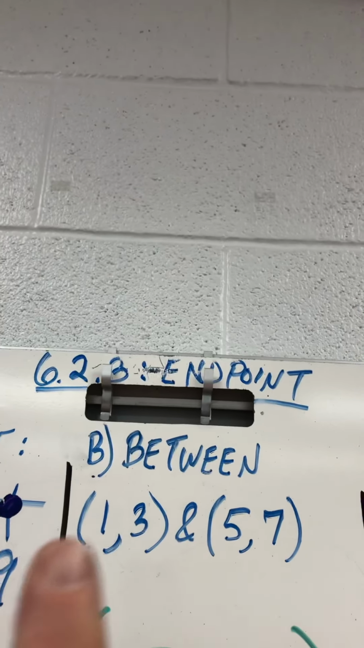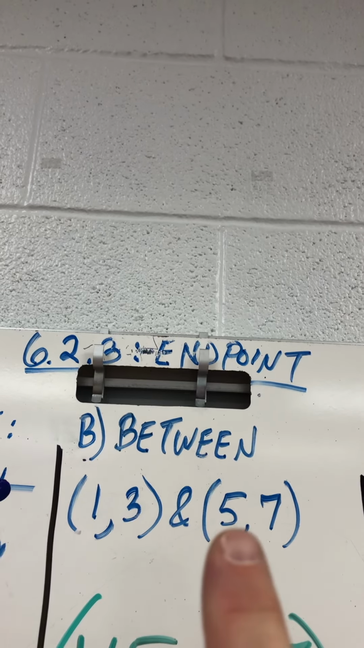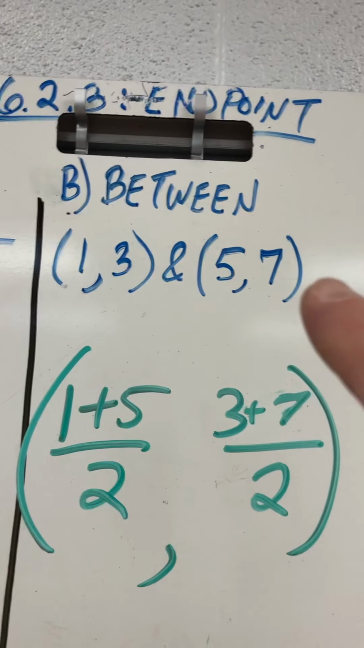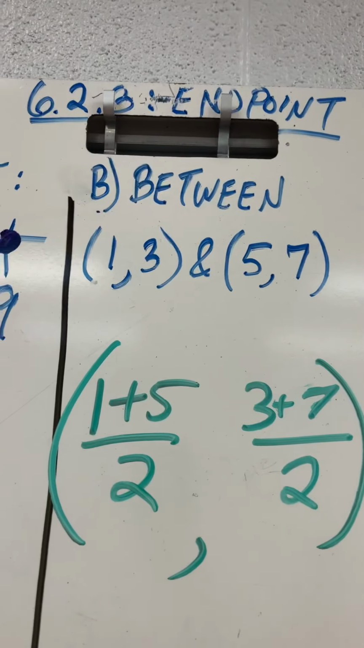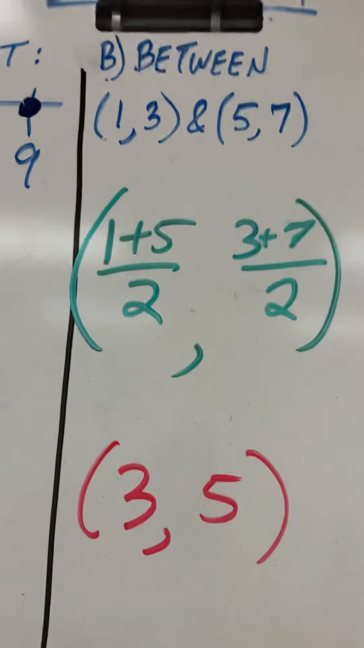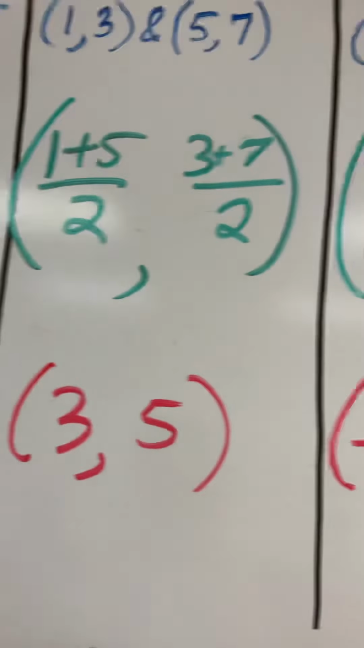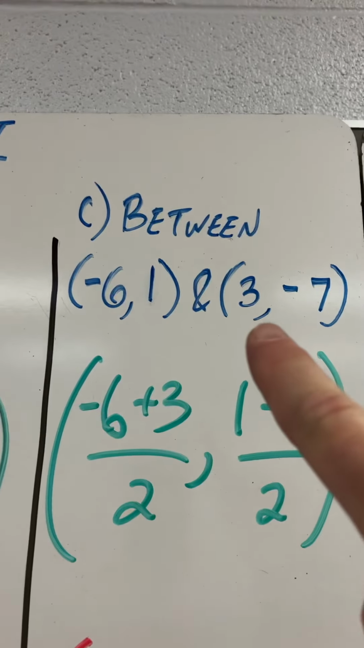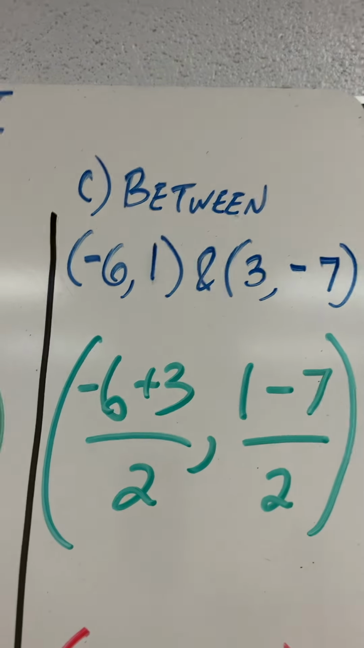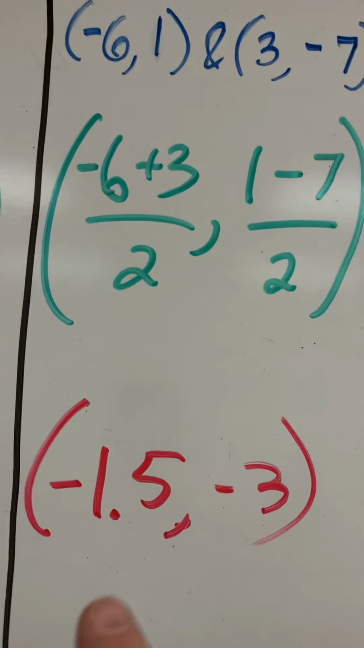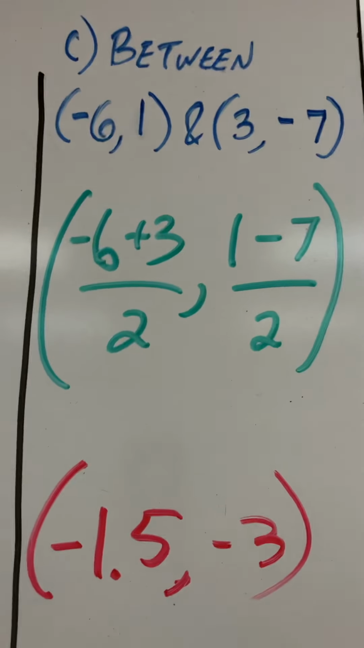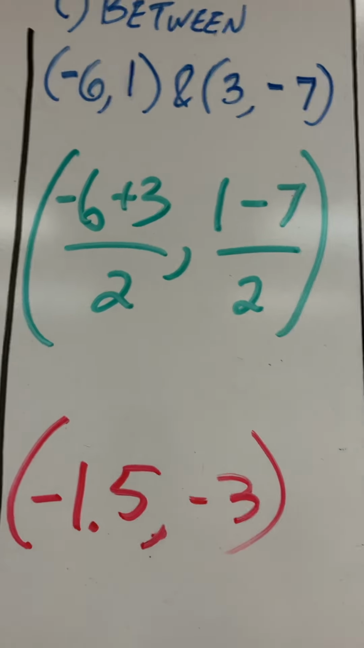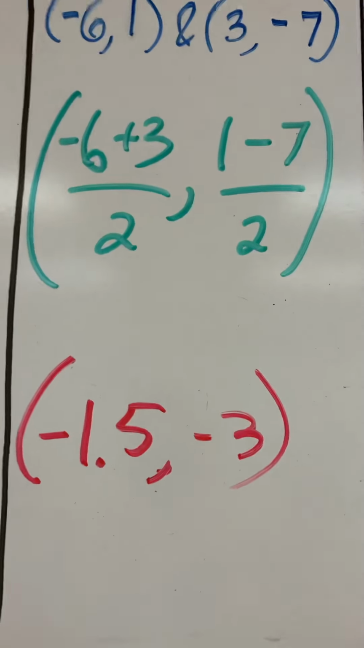You take, for the x value, 1 plus 5 divided by 2, 3 plus 7 divided by 2, and you get 3, 5, right? Negative 6 plus 3 is negative 3, divided by 2 is negative 1.5, right? 1 minus 7 is negative 6, divided by 2 is negative 3, right?